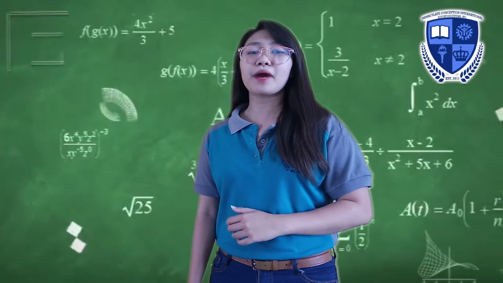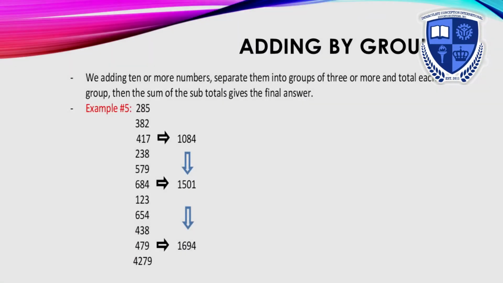Next, adding by grouping. When adding 10 or more numbers, separate them into groups of 3 or more and total each group, then the sum of the subtotals gives the final answer.